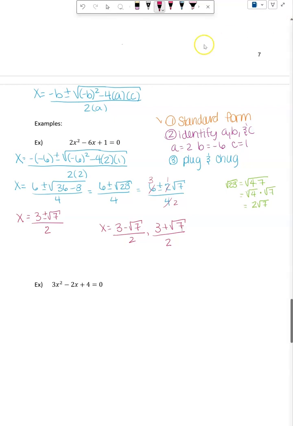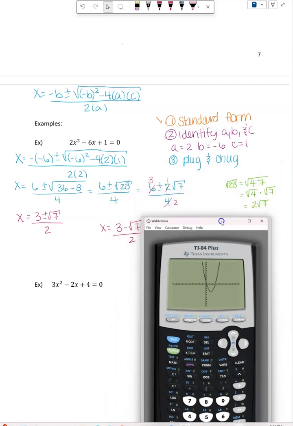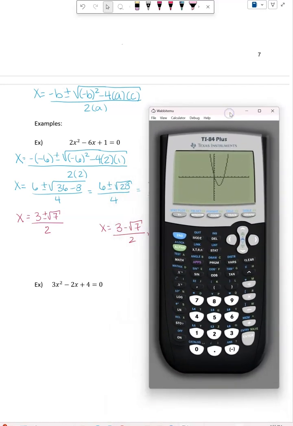If we were to, first of all, find my mouse so that I could pull up my, let's go to y equals, and we could put this in. So 2x squared minus 6x plus 1. And then if we graph that, there you go. That is our graph. And that's what it would look like right there.